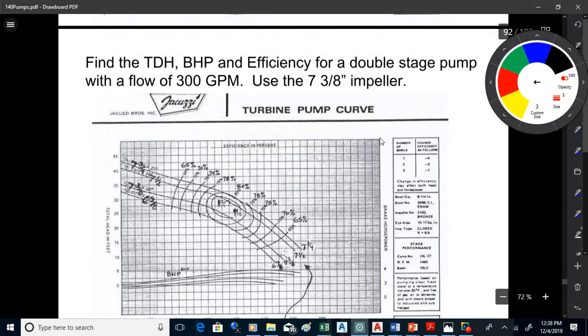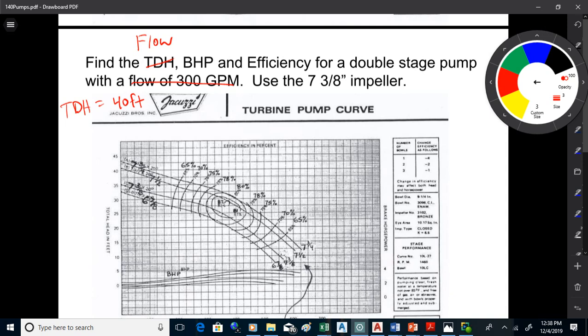It's the third question on page 151, and I made some edits to this. It should say: for the Jacuzzi pump, find the flow rate, efficiency, and brake horsepower from a double stage pump with a 7 3/4 impeller and a TDH of 40 feet. Is that what that says? Yep. Okay, a 7 3/4 impeller and a double stage pump.